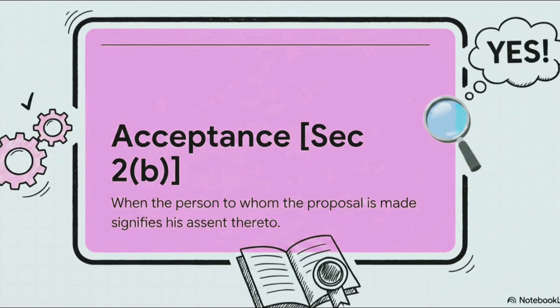The other person actually has to know about it to be able to accept it. Which naturally brings us to acceptance, defined in Section 2B. Acceptance happens the exact moment the person to whom the proposal is made signifies their assent, their clear, undeniable yes to that specific proposal. And once accepted, that proposal instantly transforms into a promise.